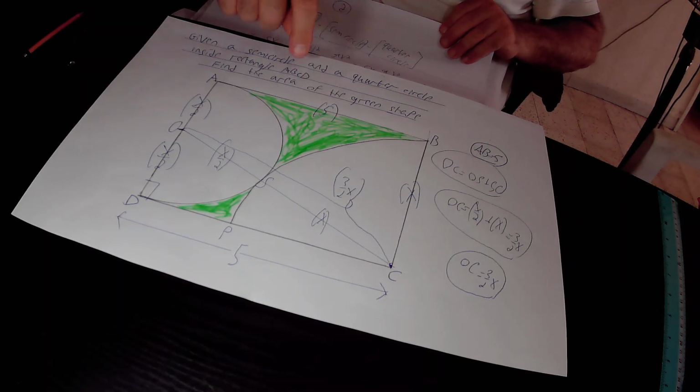2.95 square units. Again, the area of this green shape equals 2.95 square units. Okay, thank you very much.